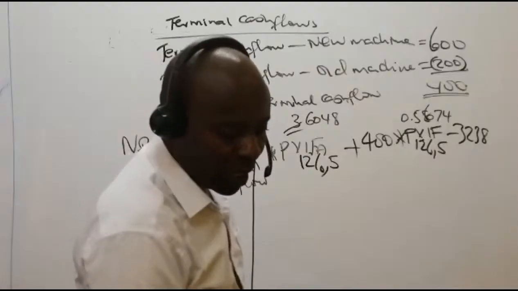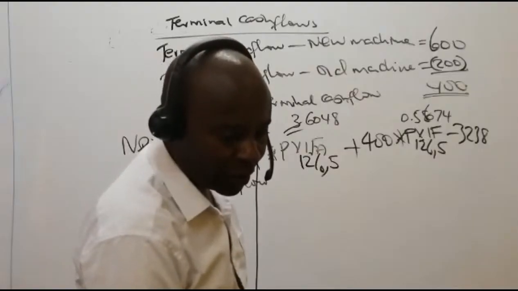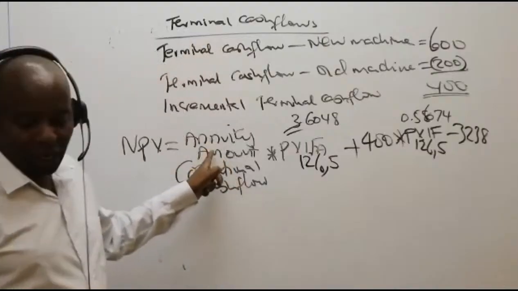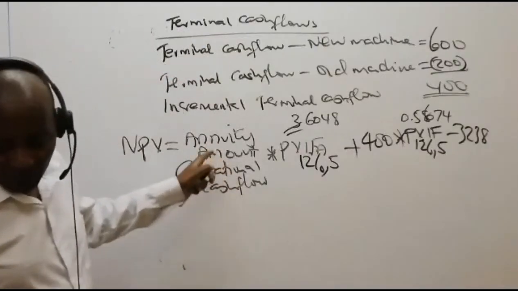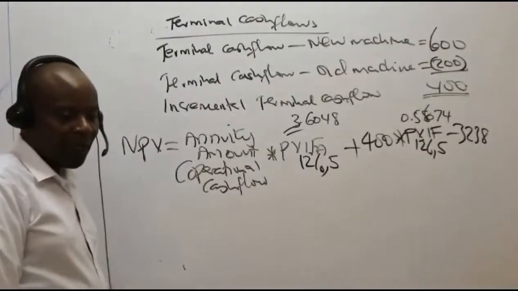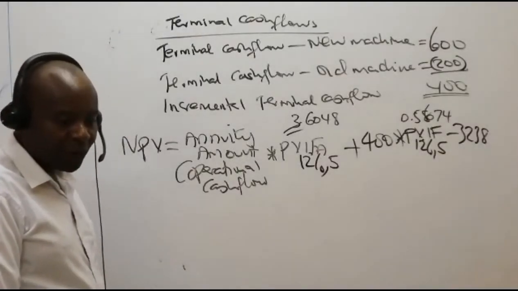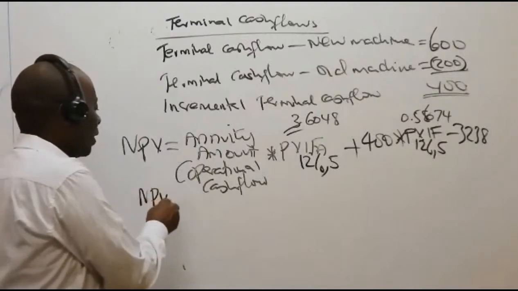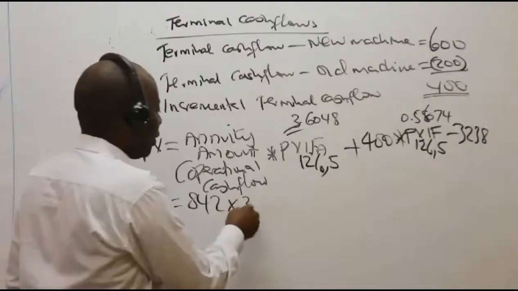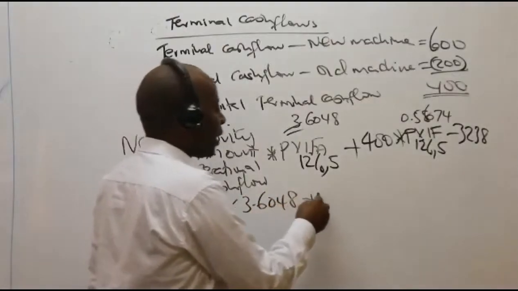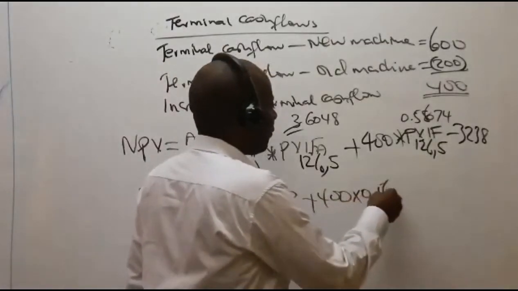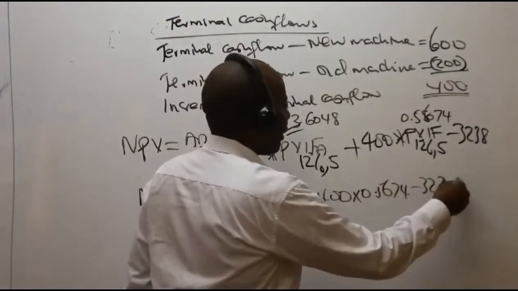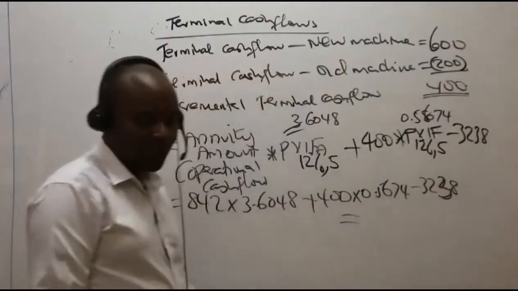There is one thing that you never reminded me: this annuity amount. What do we have? Thank you very much, MK. 842. So the NPV here will be 842 times 3.6048 plus 400 times 0.5674 minus 3238.